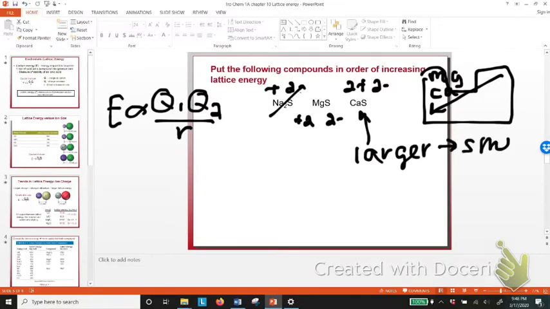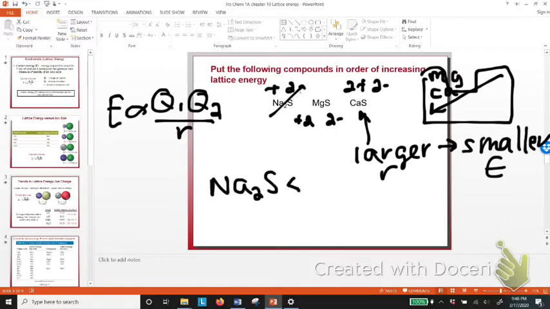So smaller E. The magnesium sulfide, because it has the smallest ion and the most highly charged, will be the largest. It wanted us to put it in the order of increasing lattice energy. So the smallest will be the sodium sulfide.